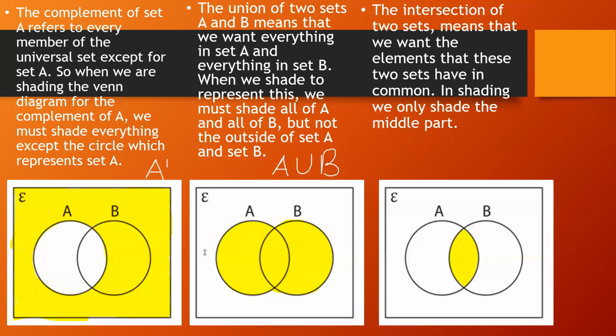Ariel. Okay, let me ask Moesha. Moesha, are you there? Yes, sir. Good. When we're trying to shade the complement of a set, how do we shade that? Complement of set A, how do we shade that? You shade everything except for A. Very good. Shade everything except for A.